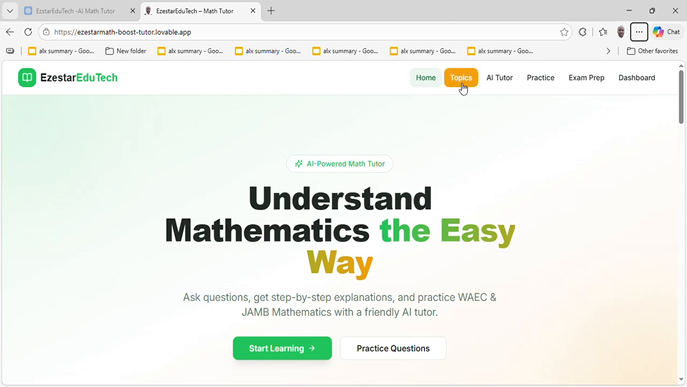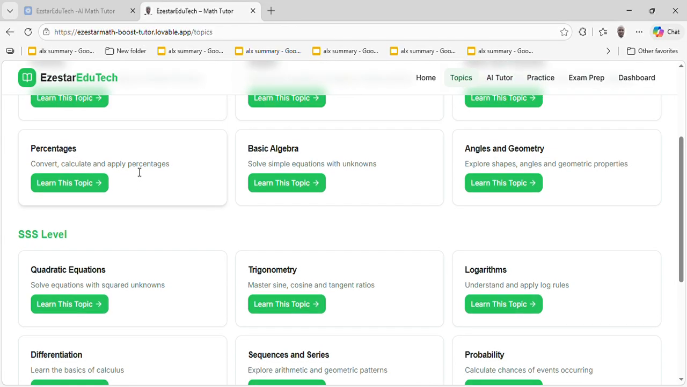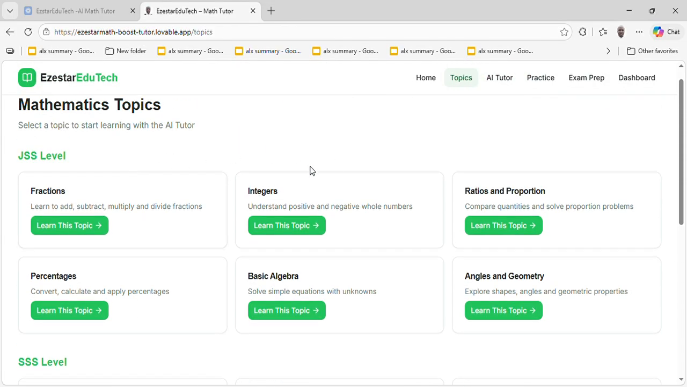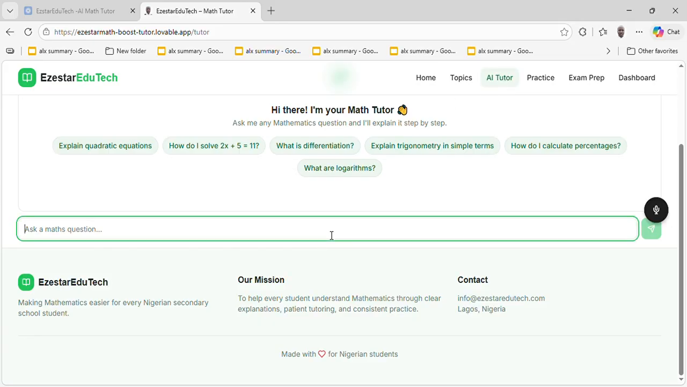Now, let's browse through the topics. Students can browse mathematics topics organized by level. This is JSS level and SS level with various topics like fractions, integers, ratios, and the rest. Also, with the AI tutor, students can ask questions or ask the AI tutor to teach them a particular topic.